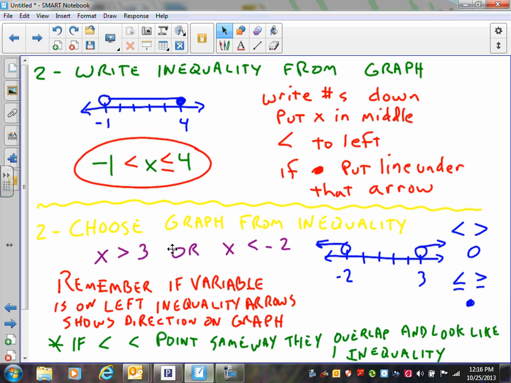Sometimes on this kind of graph, an OR statement, they both point in the same direction. That just means they overlap. See, if this said x was less than 3, I'd put a circle here and then it'd graph all the way this way and it would completely cover up this x is less than negative 2.